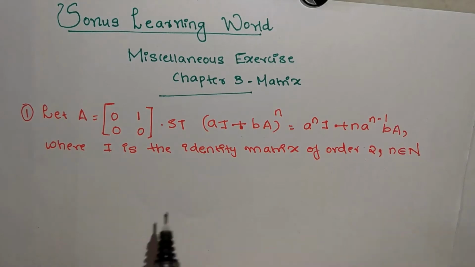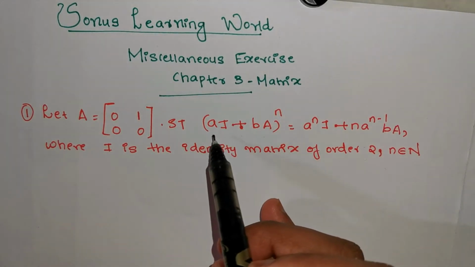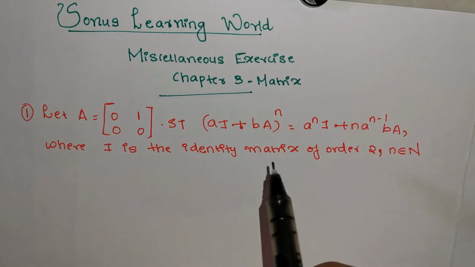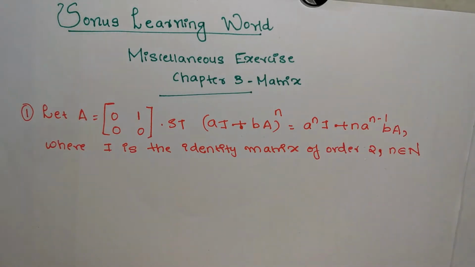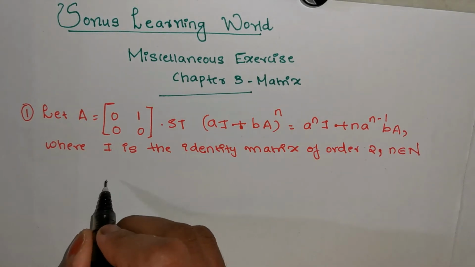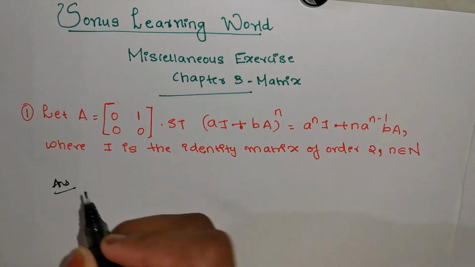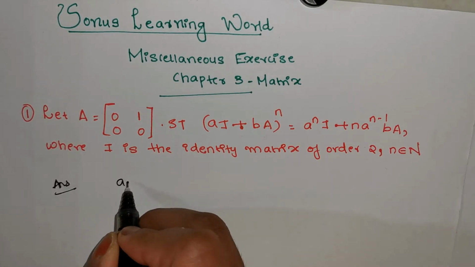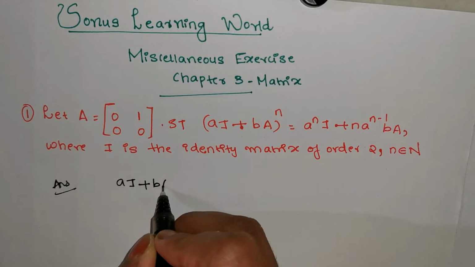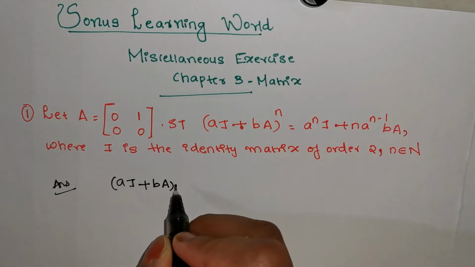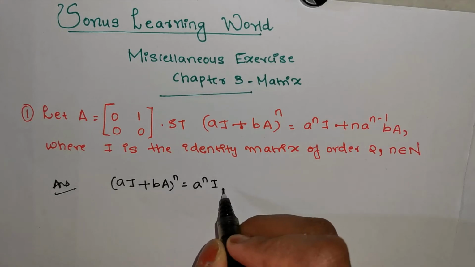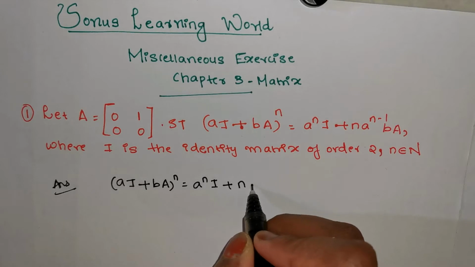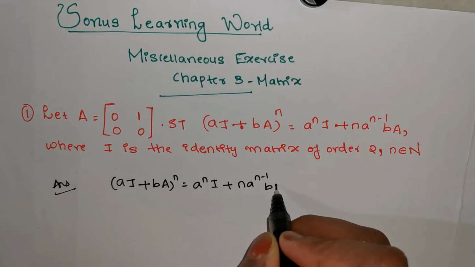Okay, so what we have to prove? We have to prove (aI + bA) raised to n is equal to a raised to n I plus n a raised to n minus 1 bA. So that is the thing which I have to prove. So I am going to write here. So this is my answer session, and what I have to prove is (aI + bA) whole raised to n is equal to a raised to n I plus n a raised to n minus 1 bA.